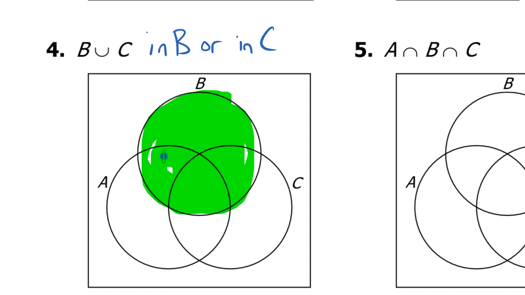But we will also shade in everything that is in C. It's all included when you're doing the union. You keep everything that's in either group, either set. Okay, so not a perfect coloring job. I'm out of practice with my coloring, but that's a pretty good image.